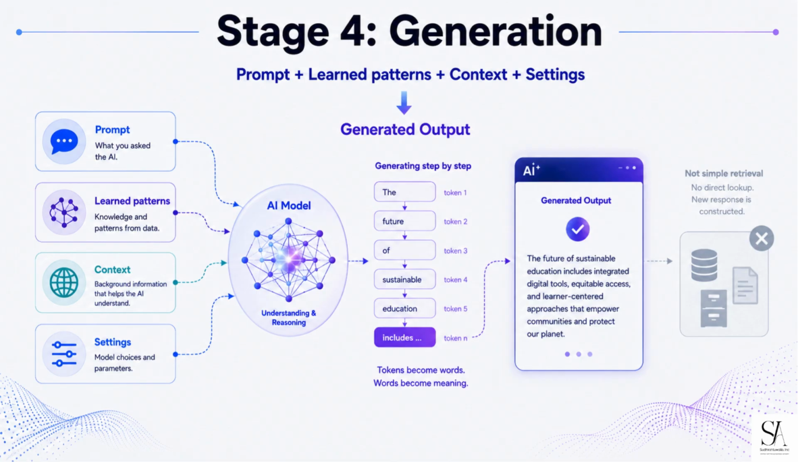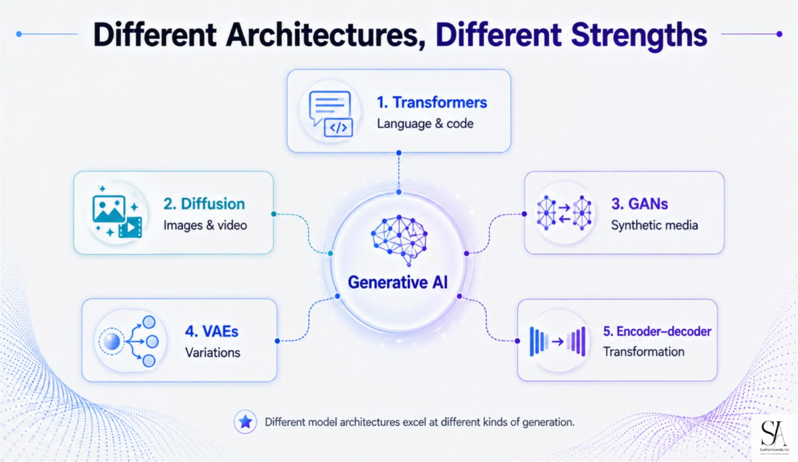A second important family is the diffusion model. Diffusion models are widely associated with image generation and are increasingly being applied to audio and video. During training, noise is progressively introduced into examples, and the model learns how to reverse that process. During generation, the system can begin with noise and gradually transform it into an output corresponding to the user's prompt. This approach has become particularly effective in producing detailed visual content.